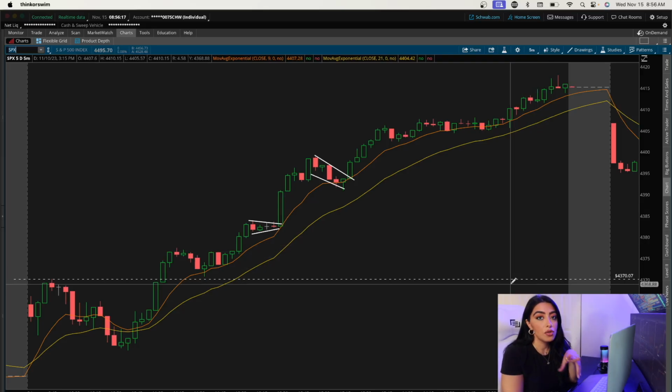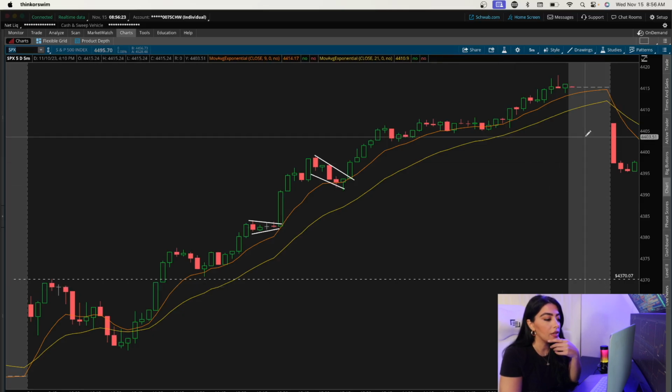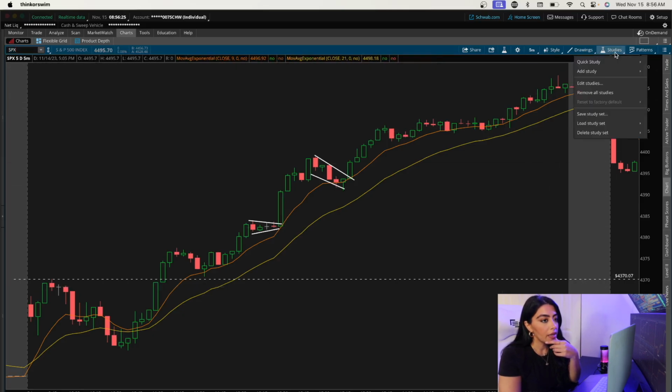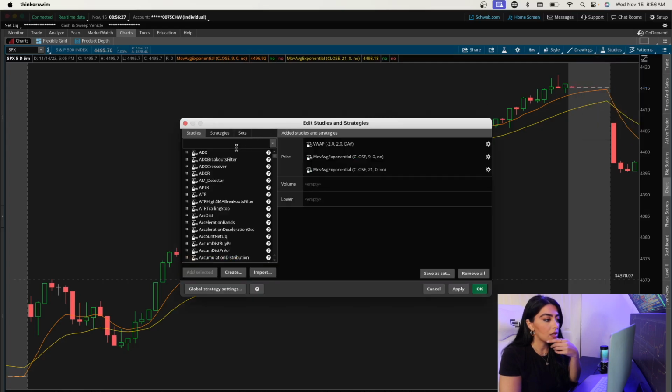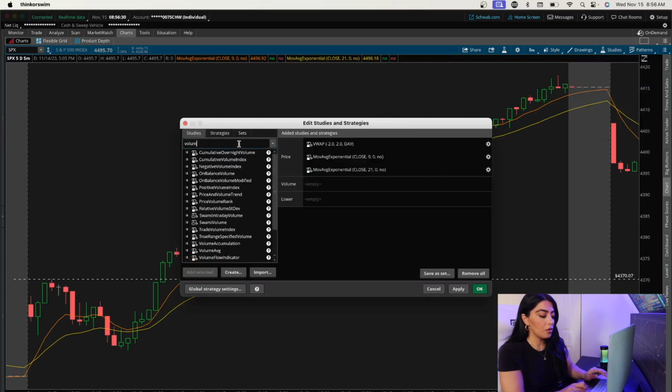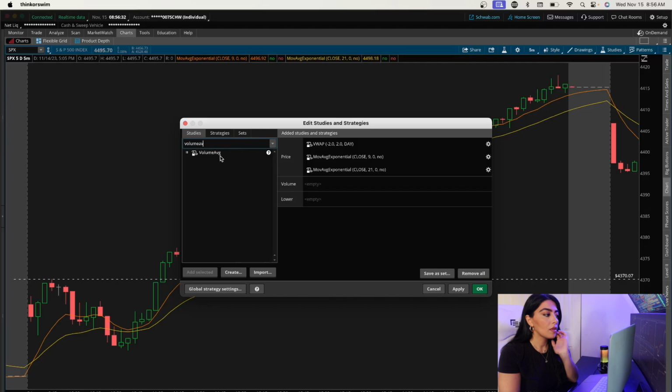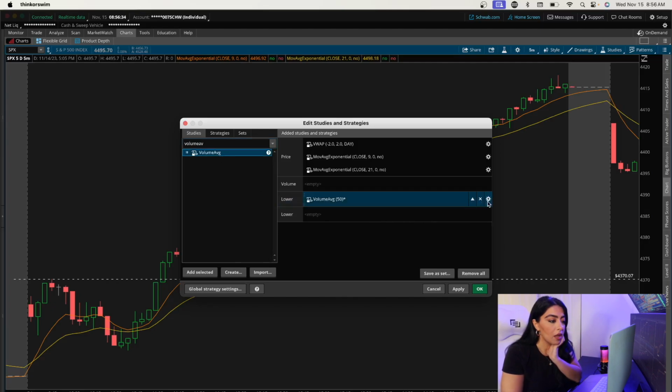All right, the next two indicators that I want to go through, and these are the last two, and they both kind of show similar things. So they're volume indicators. The first one is you're going to go into studies, edit studies, and then you're just going to add volume average. Okay, so it's this indicator, and I don't change anything on this indicator. I leave it as is.